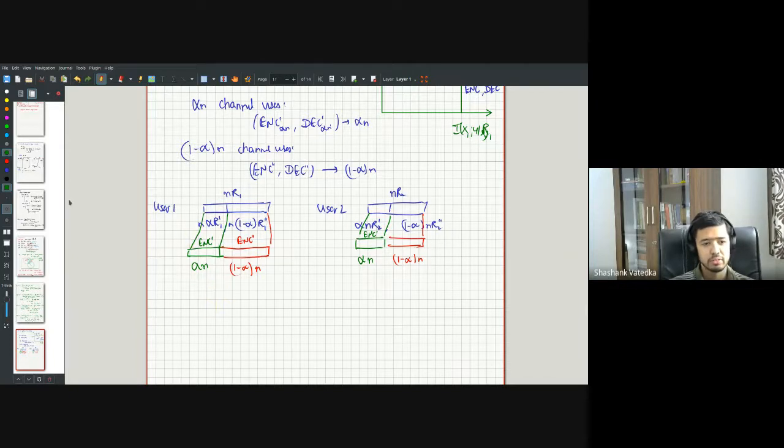The receiver also decodes in a similar fashion. It gets a combination of these two. So you transmit this across the channel, and then the receiver gets to see a Yn. For the first alpha n channel uses, this is affected by the first code words of user 1 and user 2. And for the remaining 1 minus alpha n channel uses, the received sequence depends on the code words which are encoded using the second scheme.